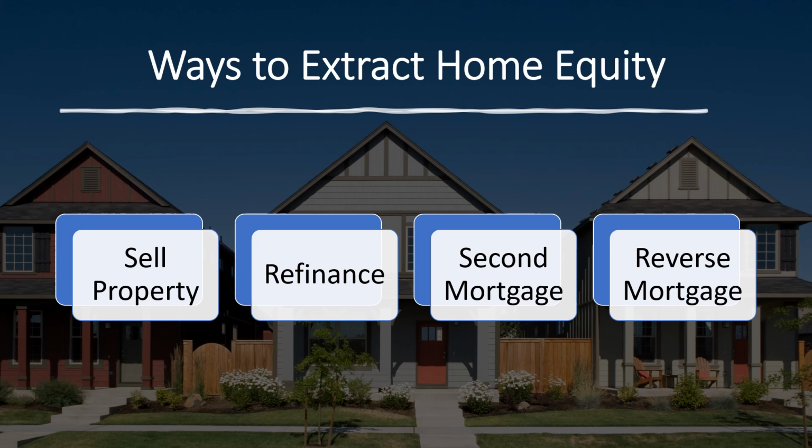Now, you can have a second and a third and a fourth, but that is a mortgage in addition to the first mortgage. So that is another way that you can take out home equity. And then the last way is a reverse mortgage. There are some differences between the four, but we're going to concentrate on the reverse mortgage because this is going to be a little bit different. One of the differences is the qualifications.